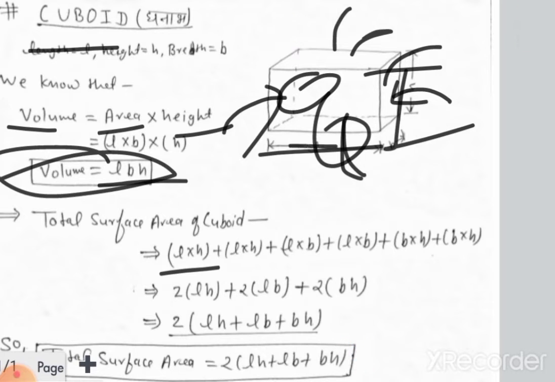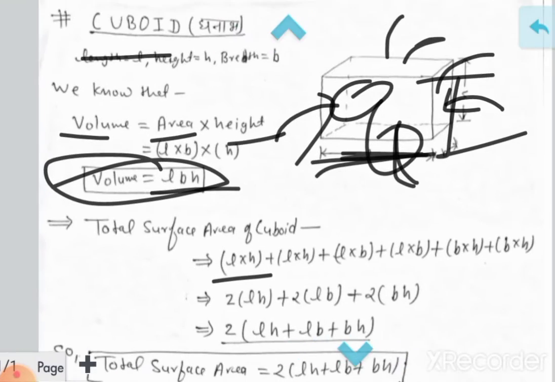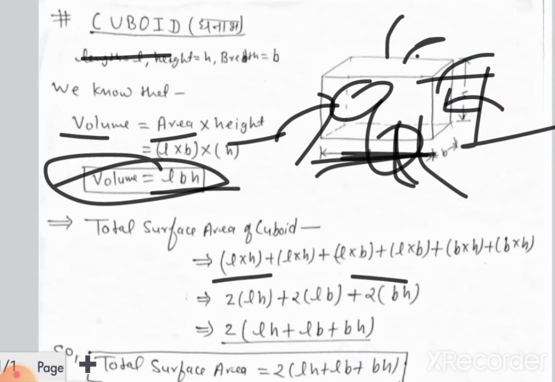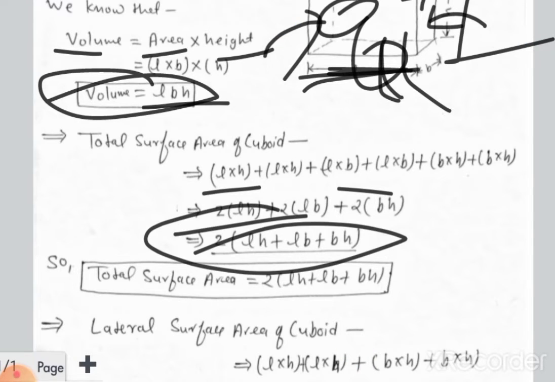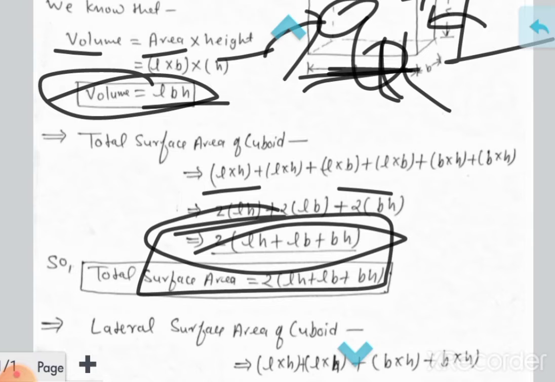L into B is the top face, and L into B is the bottom face. B into H is the left face, and B into H is the right face. So the total is 2LH plus 2LB plus 2BH. This is the total surface area of the cuboid.